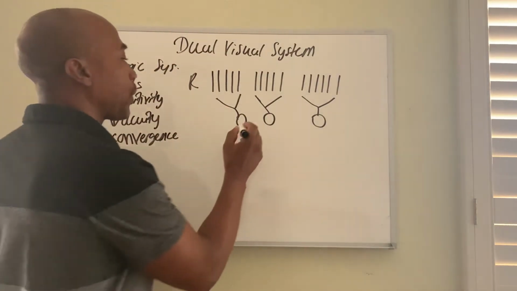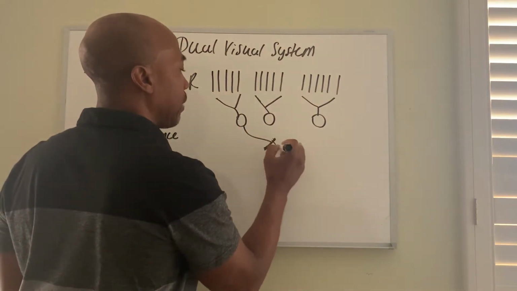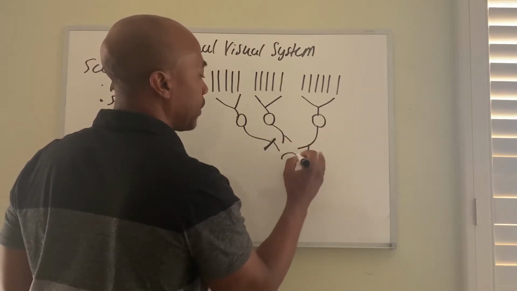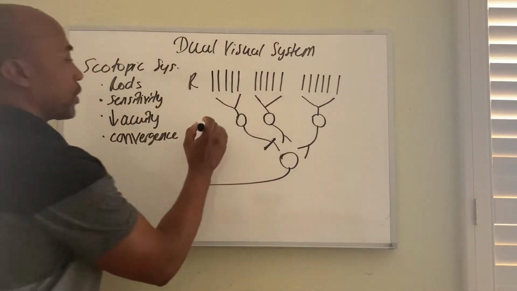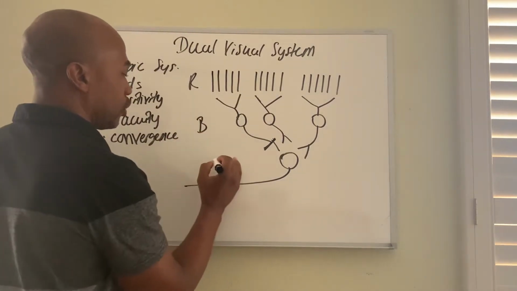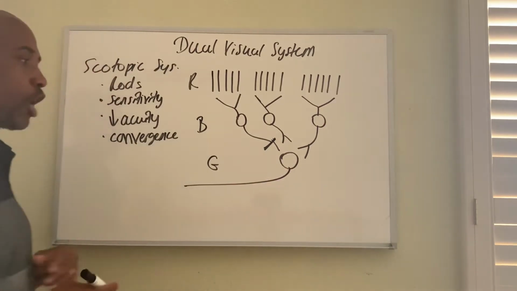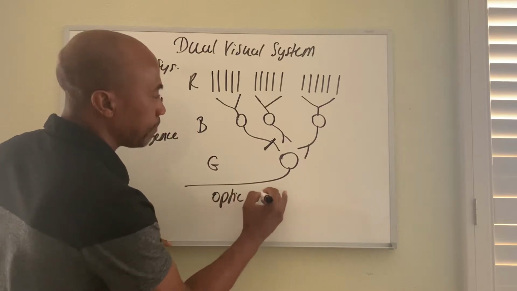Okay, and then these bipolar cells will synapse with a common ganglion cell. So these are bipolar cells here. This is your ganglion cell, which forms the optic nerve. It travels in the optic nerve. So make a point here. This is your optic nerve.